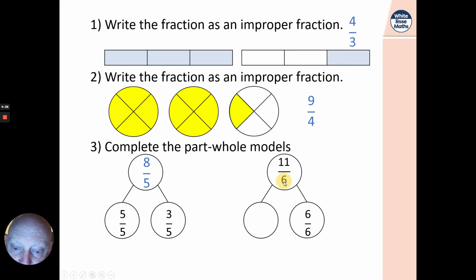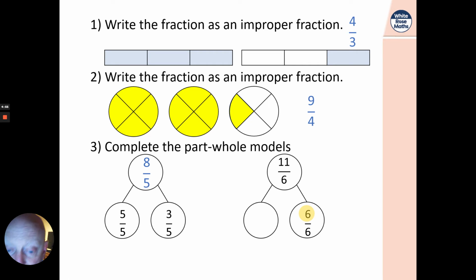So we need to work out what fraction is going to go in there. The denominator is going to be 6, and that will go there. We know that is not going to change. So we know the denominator, the bottom number, is 6. Now we've got to work out what the top number is. To do that, we've already got 6 there, but we need to make 11. So we can count on from 6 to 11 to get our answer.